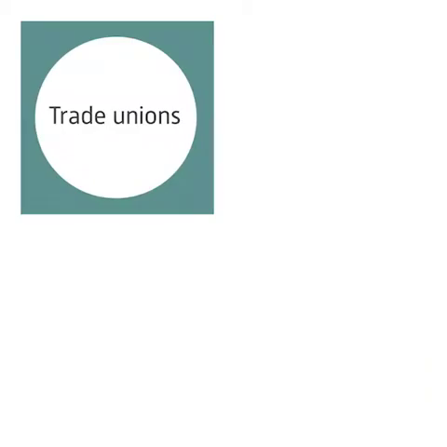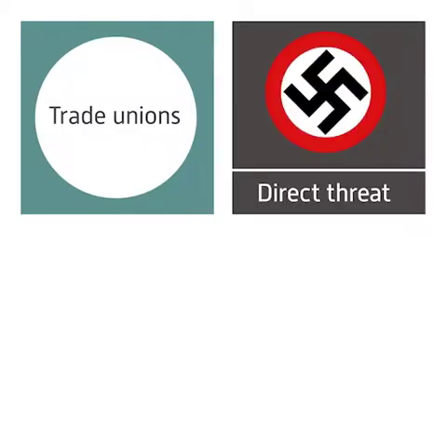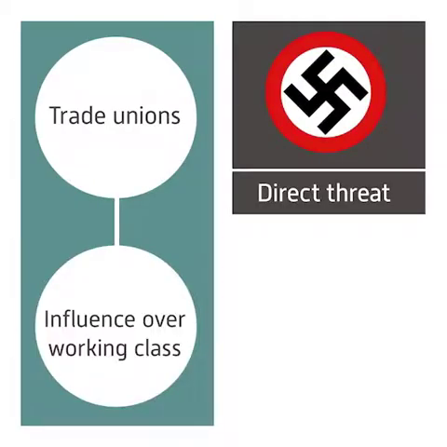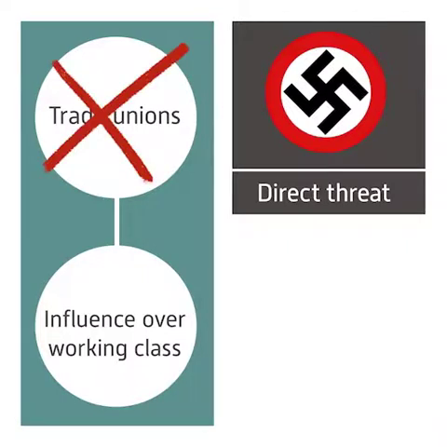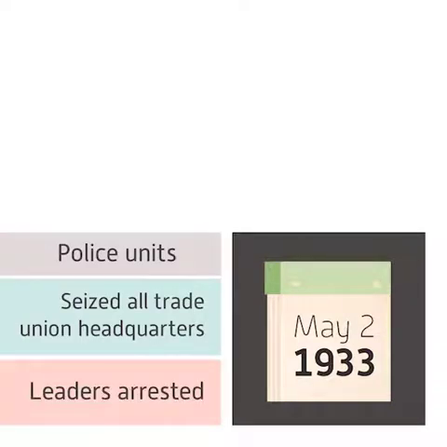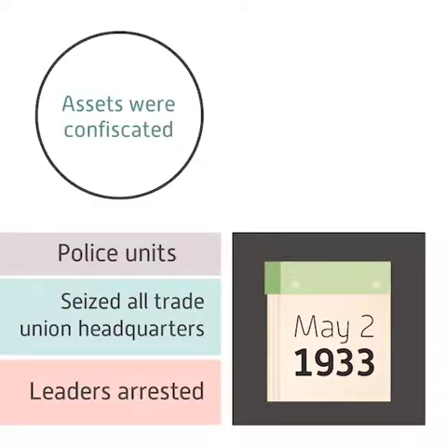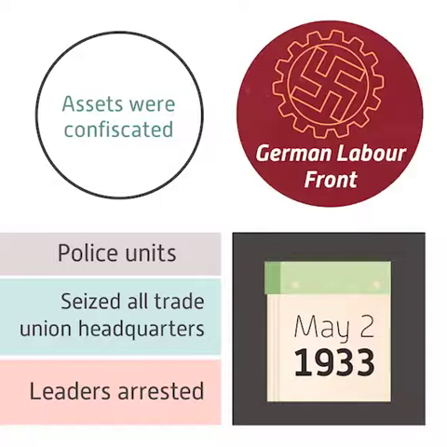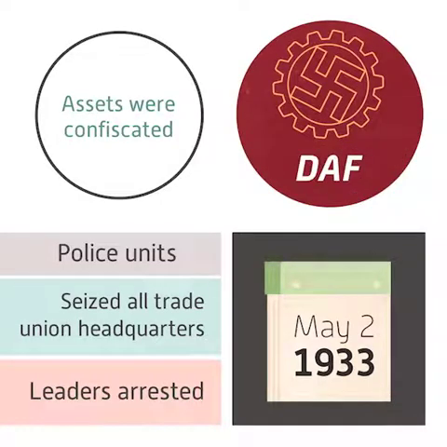Trade unions were seen as a direct threat to the party, as they held great influence over the working class. To remove their authority, Hitler formally banned them. On May 2, 1933, police units seized all trade union headquarters and leaders were arrested. Their assets were confiscated. Hitler then established the German Labour Front, often abbreviated to DAF.